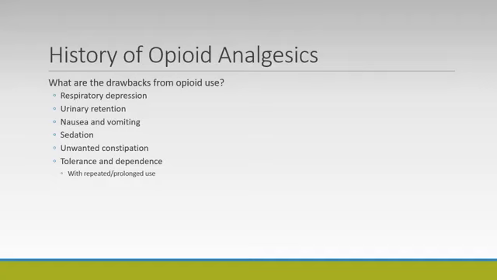Obviously, there's some drawbacks from opioid use. The first and foremost, or the one that's most often discussed, is that opioid analgesics do cause respiratory depression. Certainly, at its most severe, that would be apnea, which is obviously problematic. They have several other effects as well. They can cause urinary retention. Certainly, they're known to cause sometimes significant nausea and vomiting.